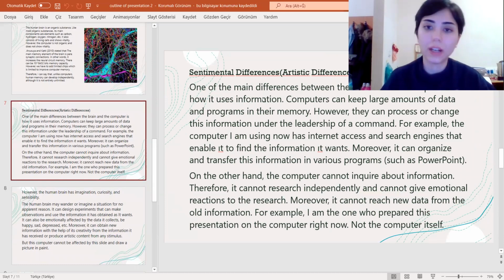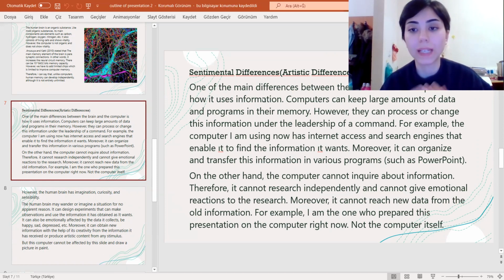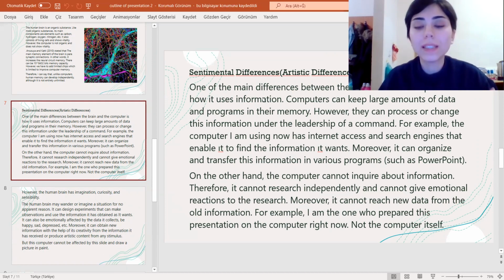Sentimental differences, the artistic differences. One of the main differences between the brain and computer is how it uses information. Computers can keep large amounts of data and programs in their memory. However, they can process or change this information only under the leadership of a command. For example, the computer I'm using now has internet access and search engines that enable it to find information it wants.